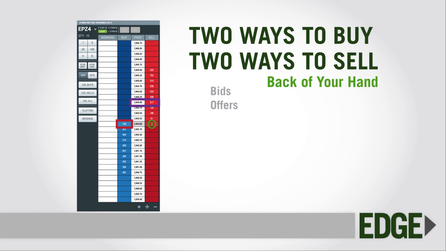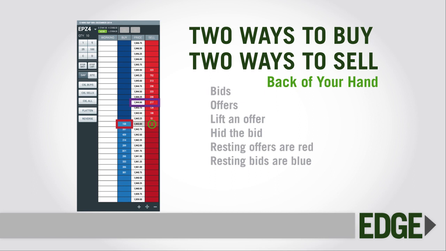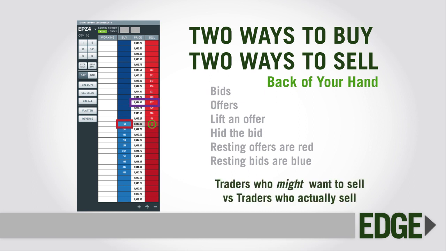Just to recap a couple phrases that are really important. When you aggressively buy, you're lifting the offer. When you aggressively sell, you're hitting the bid. Remember those phrases, they're important, okay? Remember, resting offers are red and resting bids typically are blue. But resting offers are traders who might want to sell, and aggressive sellers are traders who actually sell. And that's what's important. It's not necessarily for sure you're going to get filled and sell it.